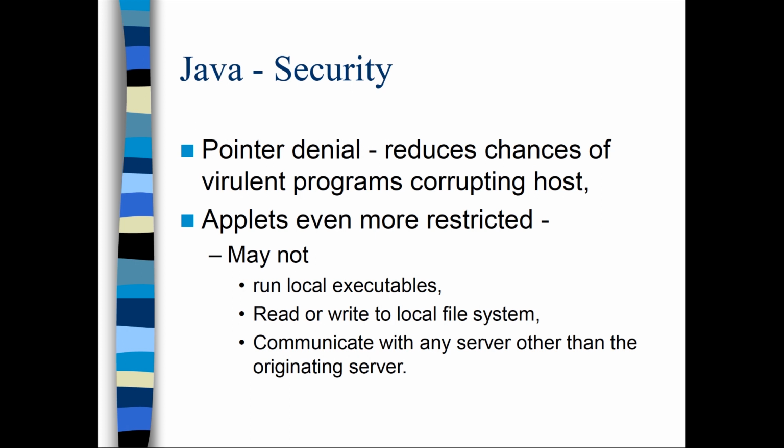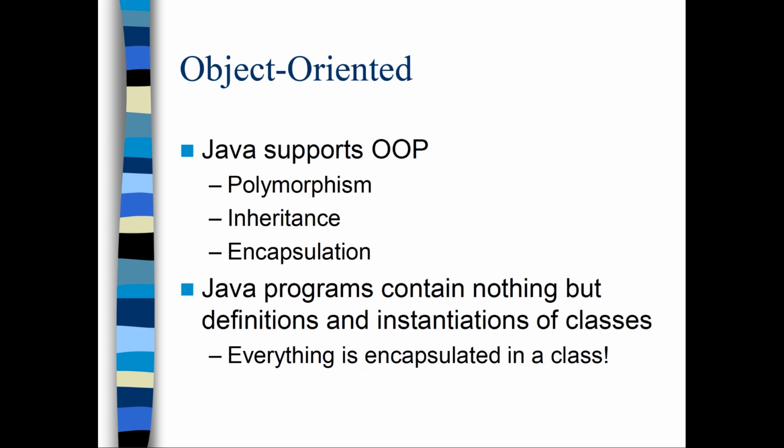So let's move towards the next slide. Why is Java object oriented? Because it supports all the object oriented programming paradigms such as polymorphism, inheritance, encapsulation, data abstraction, data hiding, and so on. Java programs contain nothing but definitions and instantiations of classes. Everything is encapsulated in a class. Let me just brief you with a quick idea about what polymorphism is, what inheritance is, and what encapsulation is.